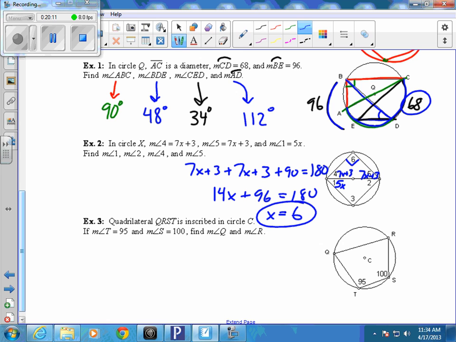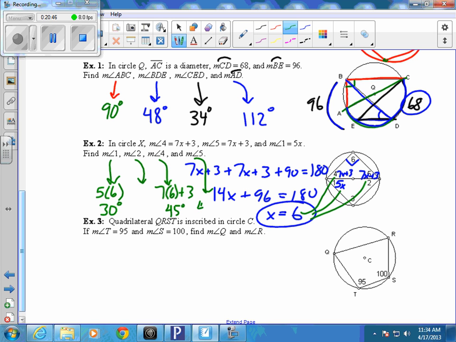Now that's not the answer. They want us to find the measures of 1, 2, 4, and 5. So I'm going to plug 6 in for all these x's. Let's start with angle 1. Angle 1 is 5x, so 5 times 6 gives me 30 degrees. Angle 2, we don't know yet, so we'll skip that. Angle 4 is 7x plus 3, so 7 times 6 plus 3 is 45 degrees. The same with angle 5, because it was the exact same, so 45 degrees. So we got 45, 45, 90. We got 30 for angle 1.